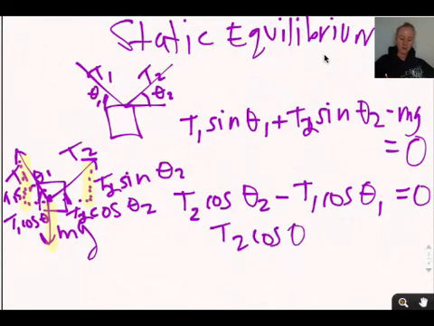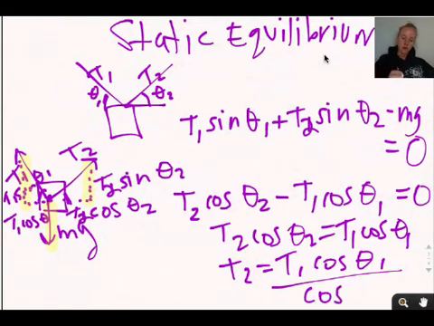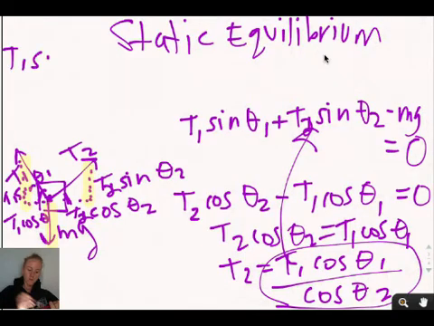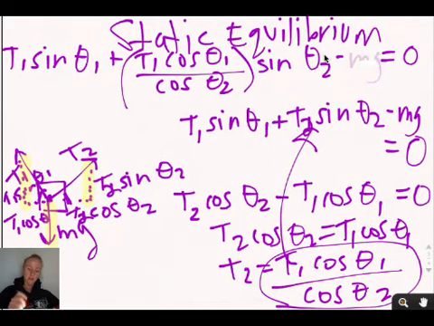You're going to want to rearrange this one. It's easier for one of the tensions, either T1 or T2. You're usually not given both of them, you're usually solving for them both. And you plug this in for T2. I'm going to move the mg to the other side.